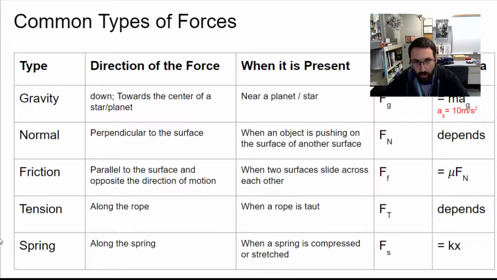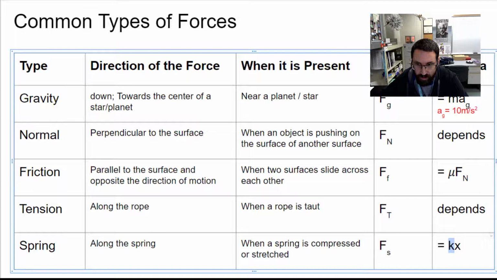The last basic one we're going to talk about is spring force. This is whenever you stretch or compress a spring, and it's whatever direction the spring is going. We do have a formula. It's equal to the spring constant k times x. So whatever the spring constant is, and that's different for every spring, you multiply that by how much the spring compresses or stretches, and that will give you your spring force.